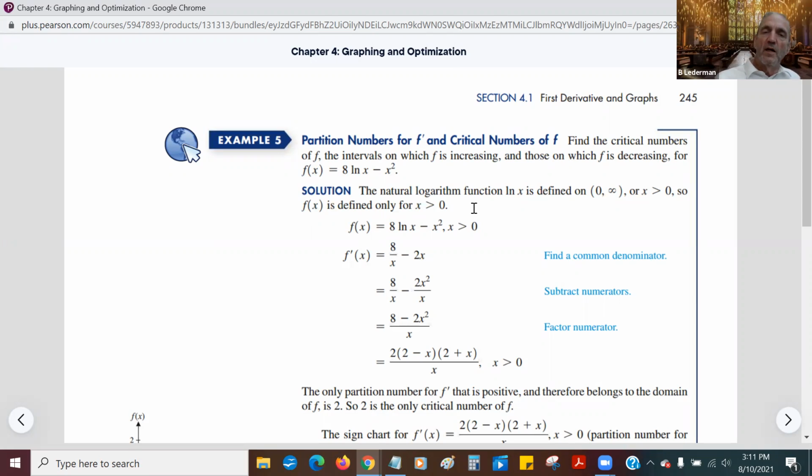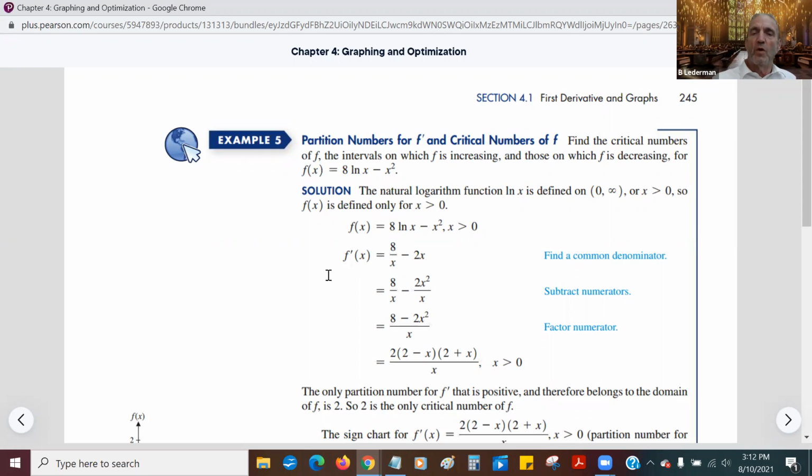Now I'm going to take the derivative. F prime of x is 8 over x minus 2x. Now notice that the derivative is defined for negative numbers, but it doesn't matter because there are no negative numbers in this graph. There are no negative numbers in the function. So even though the derivative, if I just look at 8 over x minus 2x, is defined for all non-zero numbers, it doesn't matter. You can't talk about tangents if there's no function.